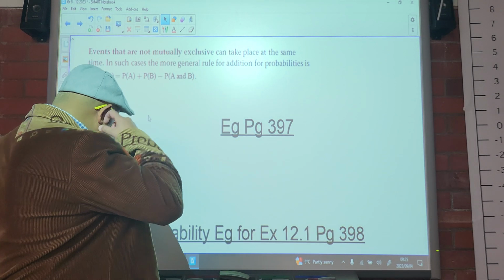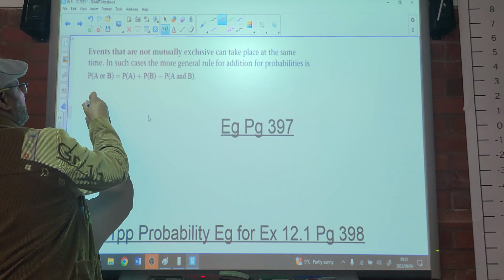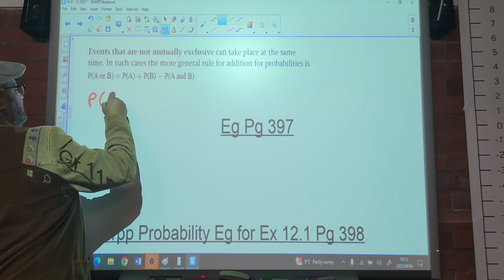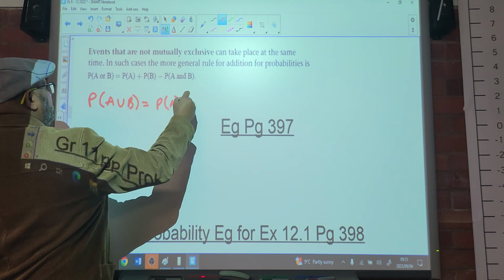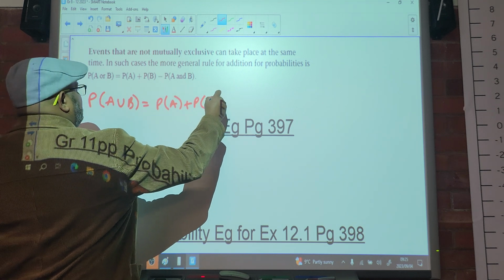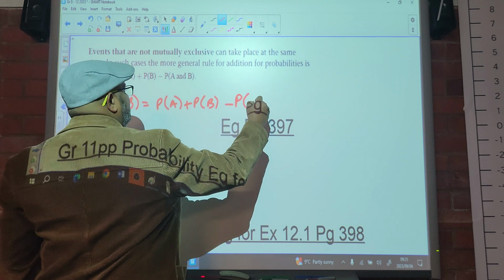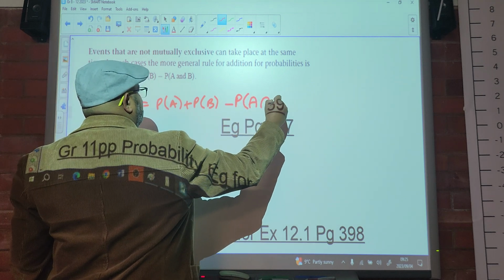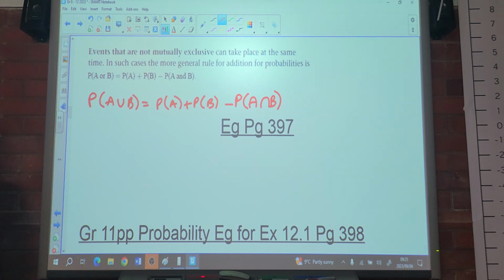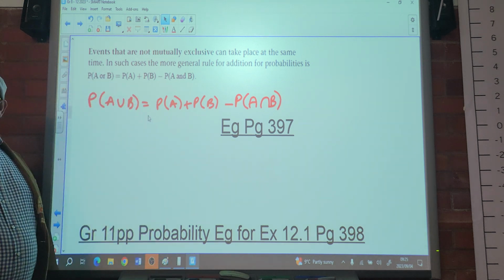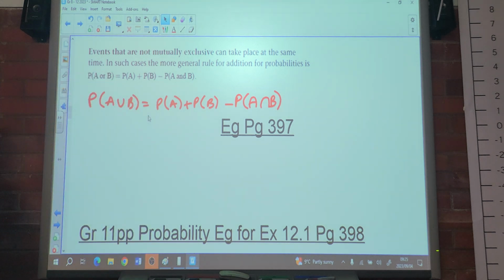Later on, you will probably see me write this as the probability of A union B is equal to the probability of A plus the probability of B minus the probability of A intersection B. If you see that formula, it is the same. Any confusion on this one? No. Okay.